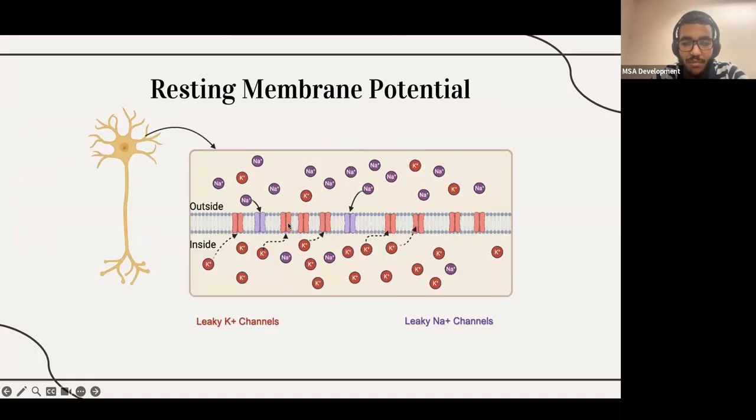As you can see here, the pink ones are potassium channels and the purple ones are sodium channels, and there are much more potassium channels than sodium channels. And that's why the resting membrane potential is negative. That's one of the reasons. So let's talk about more reasons.